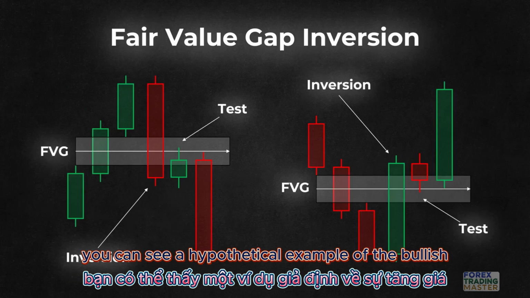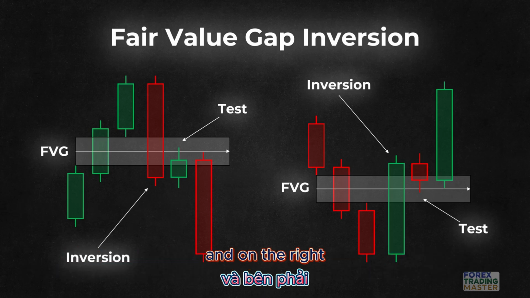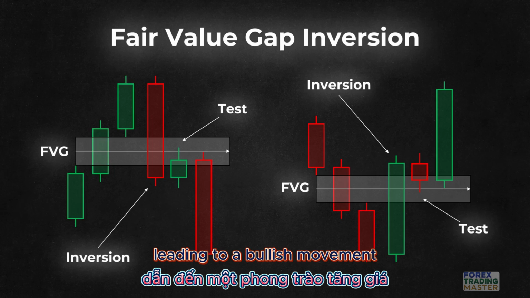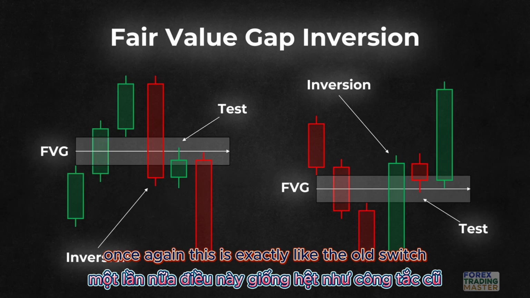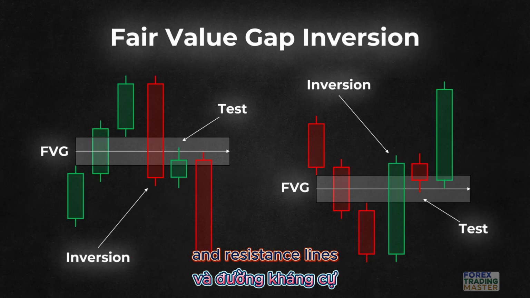Here on the left, you can see a hypothetical example of the fair value gap inversion leading to a bearish movement. And on the right, you can see a bearish fair value gap inversion leading to a bullish movement. Once again, this is exactly like the old test of various kinds of support and resistance lines.